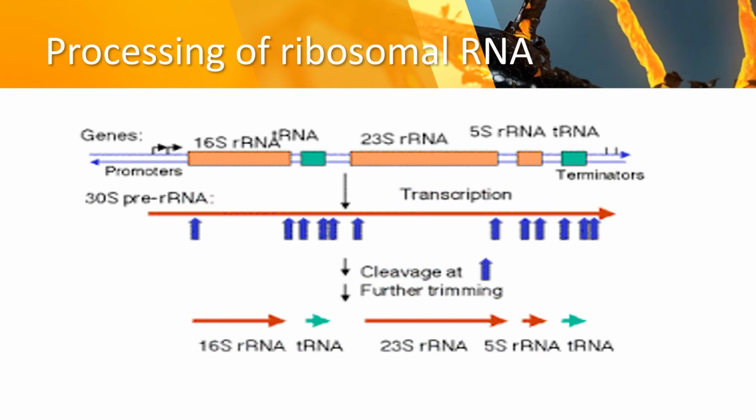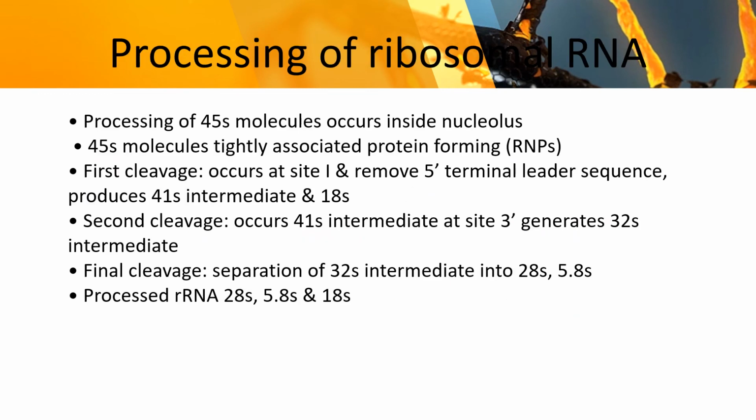In this processing of ribosome, transcription occurs, and then cleavage and further trimming, where 23S rRNA is formed along with 5S rRNA, and tRNA is also formed. This is one form of rRNA, and another is the formation of 16S rRNA along with tRNA. The processing of the 45S molecules occurs inside the nucleolus.